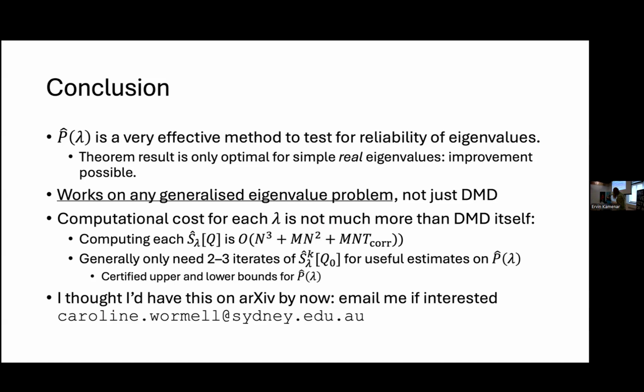But it is very general. It's just something about linear algebra and random sampling. So it should work on any kind of generalized eigenvalue problem you have. So if you want to put a regularization term in, for example, that would work. It's more computational cost than just doing DMD, but it's not very much, because you've got to do it for each lambda.